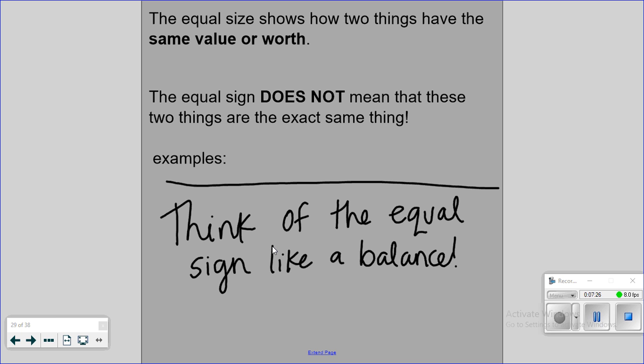We're thinking of that equal sign like a balance. Both sides, Bladen, turn around, have to be equal. Turn your whole body, please. Check someone here.